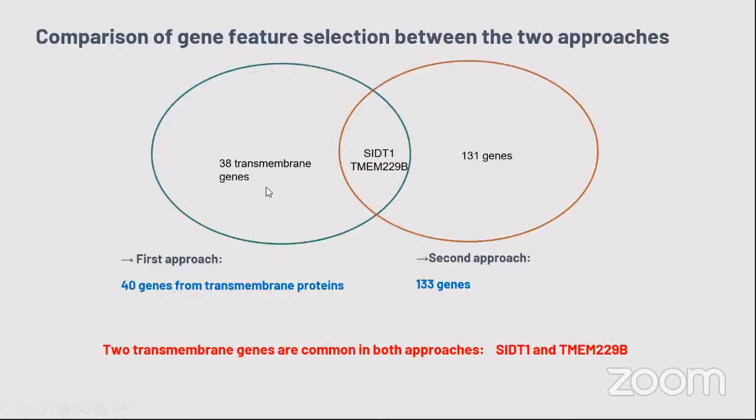And then after all these analyses, I decided to check the first approach using these 40 genes from transmembrane proteins and then try to find which genes are shared by the two approaches. And according to this, there were two transmembrane genes that are shared by the two approaches. So I got these two candidates that could be useful for future analysis.